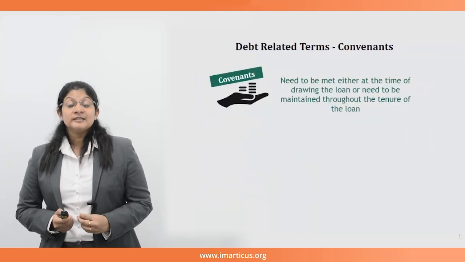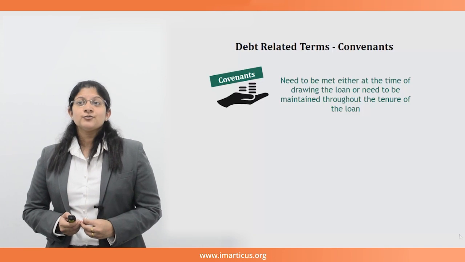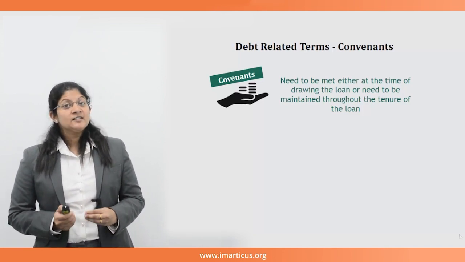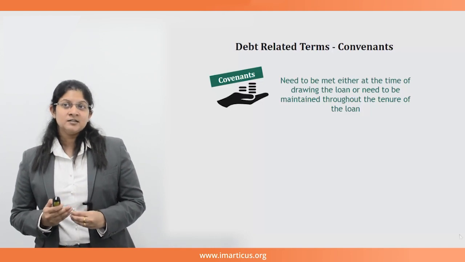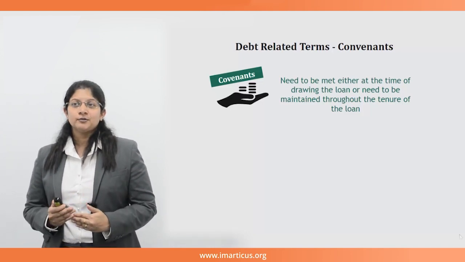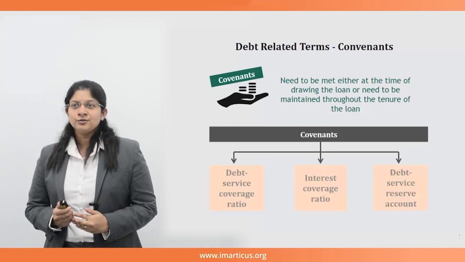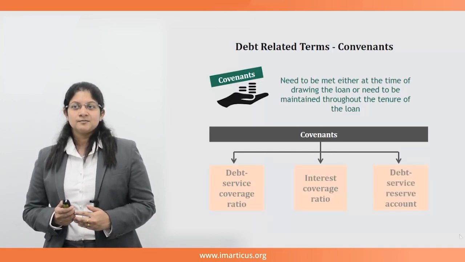Another important term is debt covenants. These refer to various conditions related to the debt. Some of these need to be met either at the time of drawing the loan, while others need to be maintained throughout the tenure of the loan. We will look at debt service coverage ratio, interest coverage ratio, and debt service reserve account.